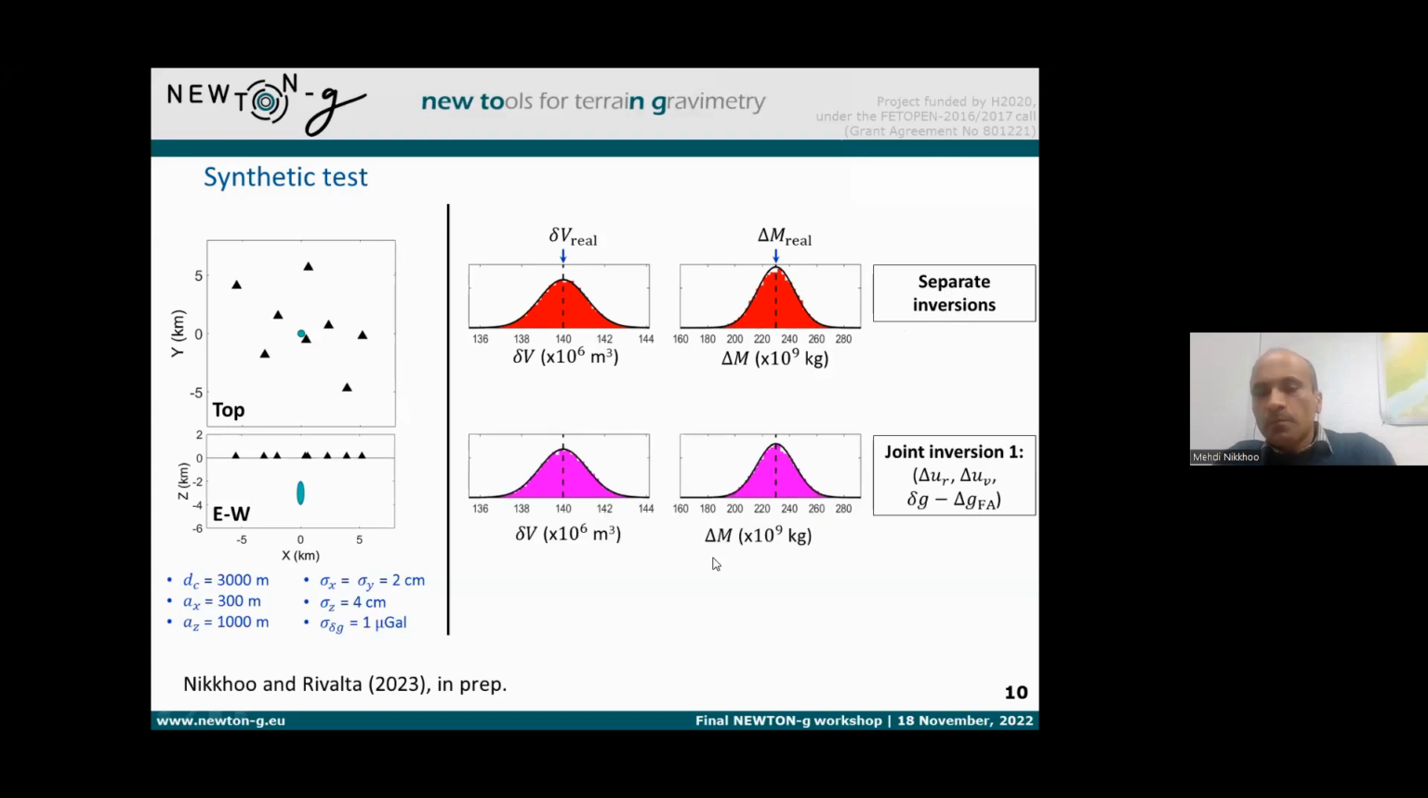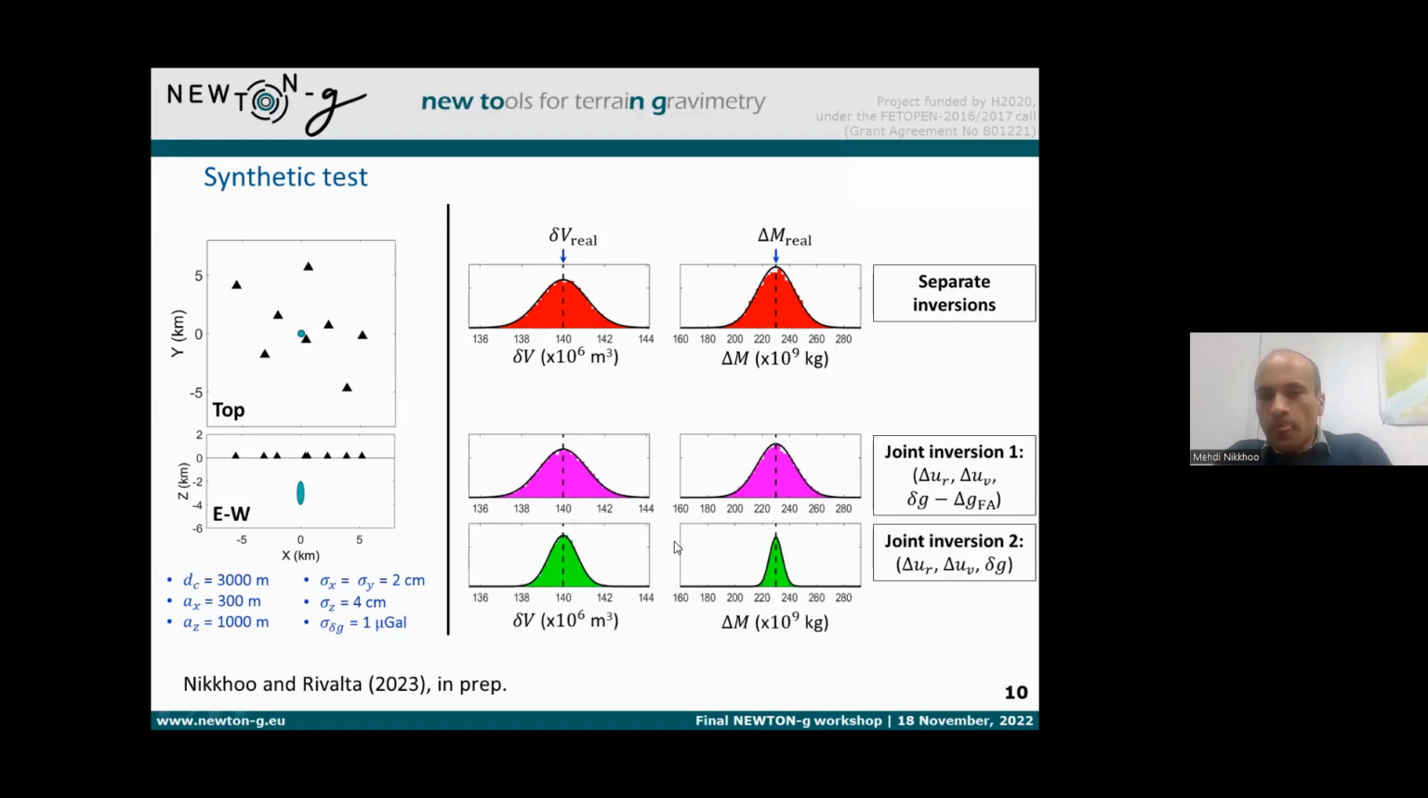Then another approach here is to correct the gravity data for the free air, but still do the inversions in a joint way, in a simultaneous way. And again, we see that the results do not change much in this case. And lastly, we run the inversions without correcting the gravity data for the free air effect before the inversion, and we let the inversion do the correction.